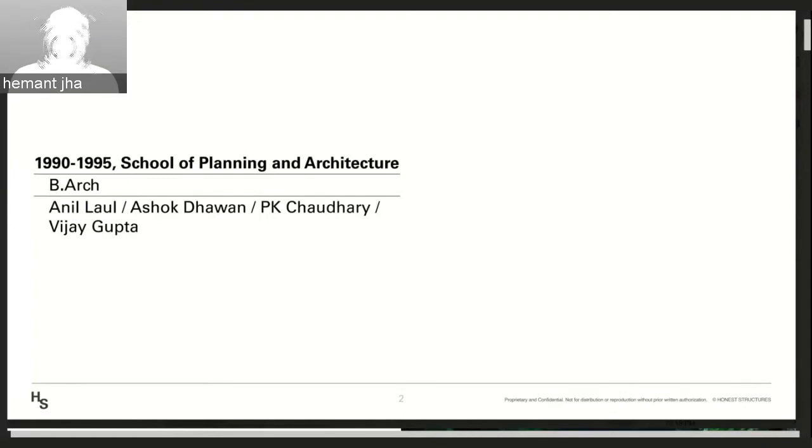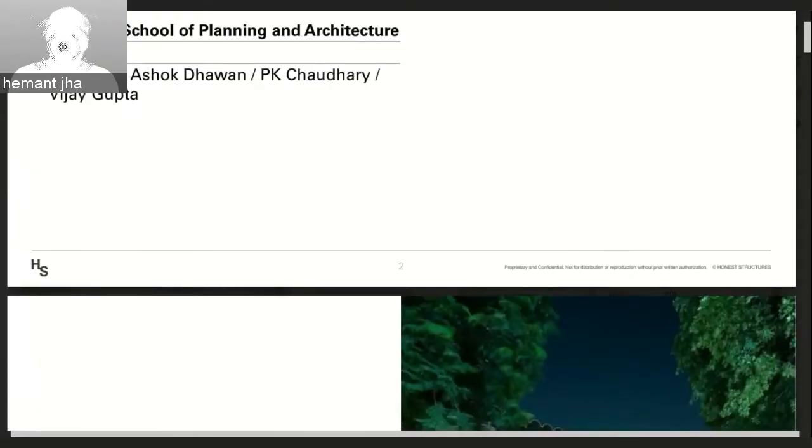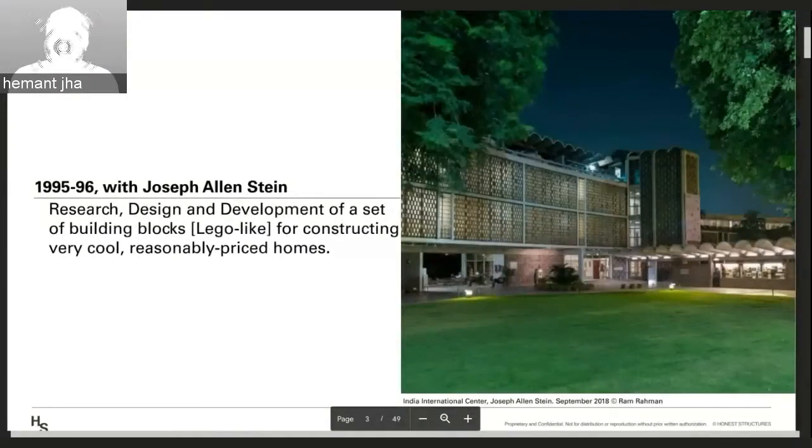Moving on, after SPA, my first position as an architect was with Joseph Allen Stein in Delhi. And the project that I did with him was not one of his buildings. So here's the India International Center, obviously, fabulous work of architecture. But the project I worked with him on was something that he had wanted to do many years before, but never got around to, and was the research, design, and development of a set of building blocks, very Lego-like, for constructing very cool and reasonably priced homes, airy and green, just like his work really is.